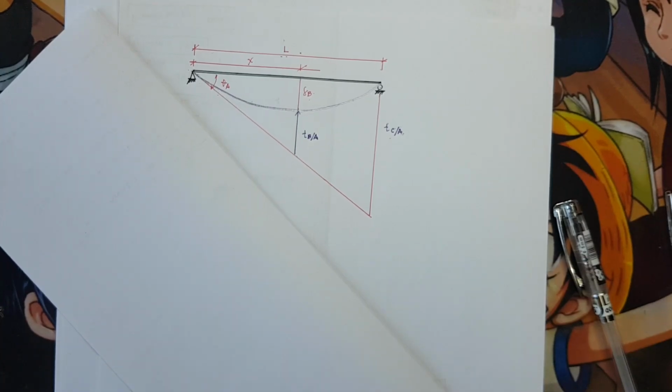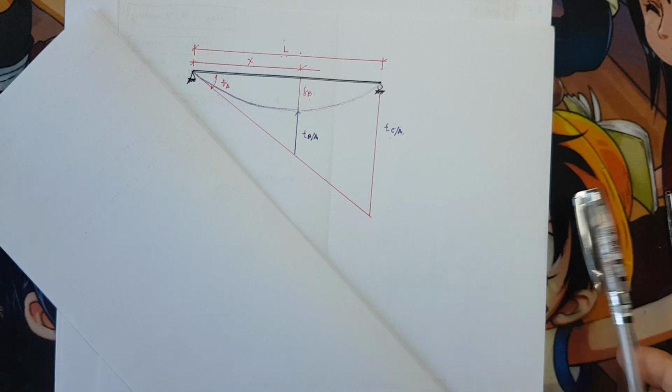Hi everyone, welcome back. So this is still the module about beam deflection. For the previous videos we discussed the double integration method. For this video we're going to discuss problems about the area moment method. But before we go with the area moment method, let me first show you the relationship.